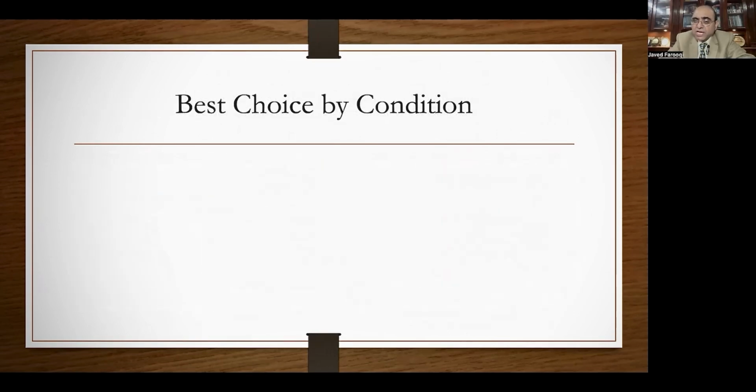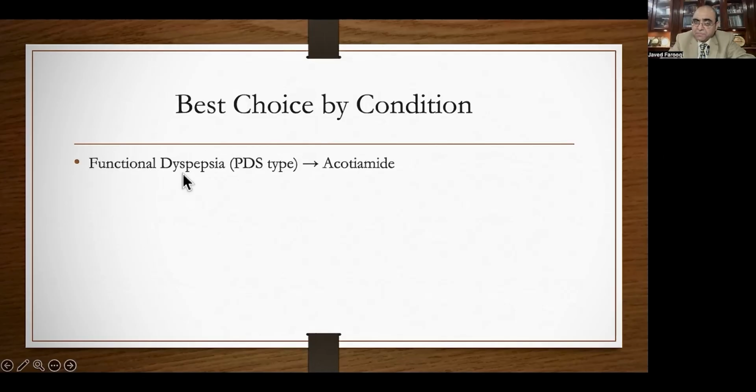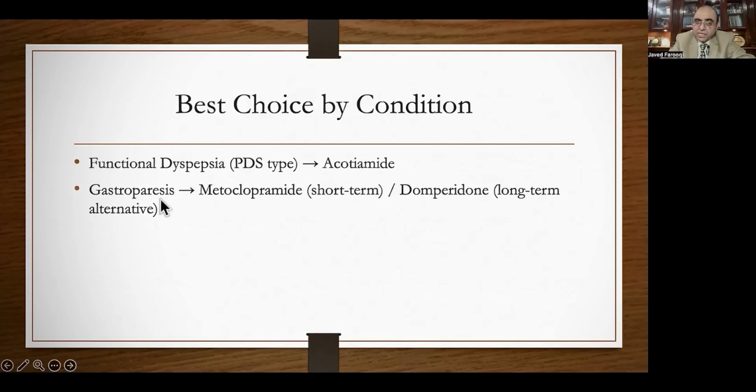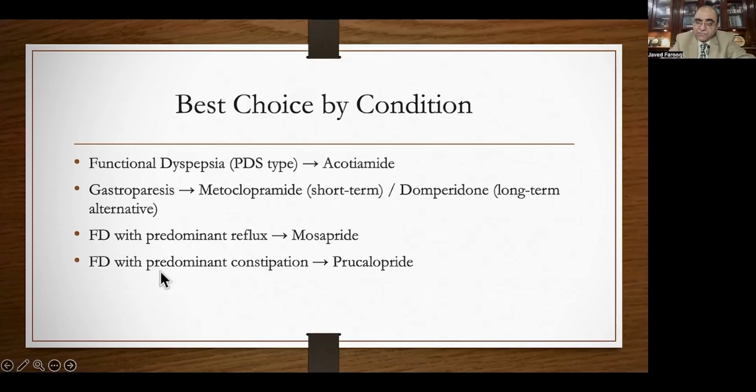So the best choice by condition remains: functional dyspepsia, PDS type, Acotiamide; gastroparesis, in short-term metoclopramide, and in long-term the alternative domperidone. Then functional dyspepsia with predominant reflux, mosapride is the best option. And functional dyspepsia with predominant constipation, prucalopride.